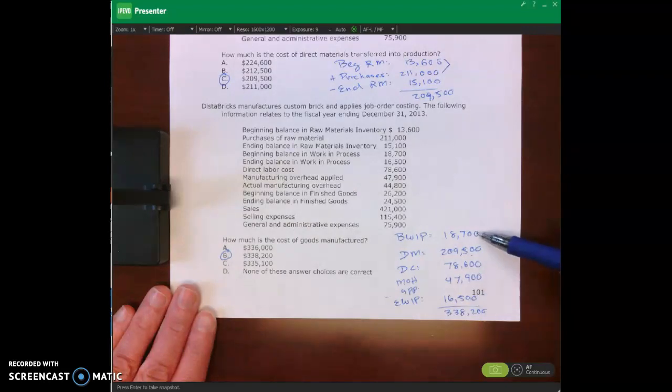So beginning WIP plus additional current manufactured costs minus the cost of our ending WIP gives us our cost of goods manufactured, 338,200 right there. That's the cost of our goods manufactured, okay?